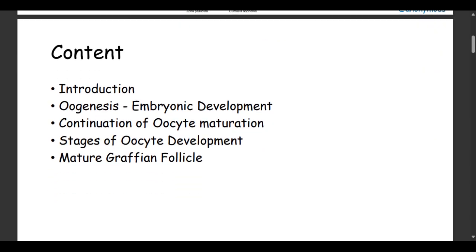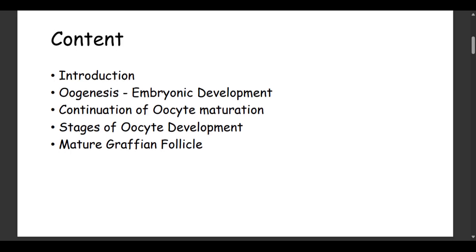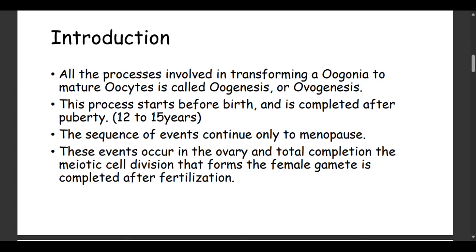All right, so we are going to cover basically the embryonic development and the continuation of oocyte maturation and the stages, together with exploring what a mature Graafian follicle is. All right, so let's get right into it. So, all of the processes that are involved in transforming an oogonia to a mature oocyte is called oogenesis or ovogenesis. That's basically what it is by definition, textbook definition. All the processes involved in transforming oogonia to mature oocytes.